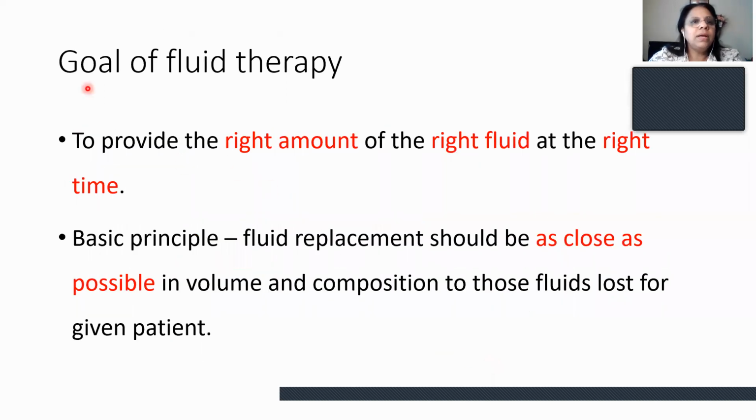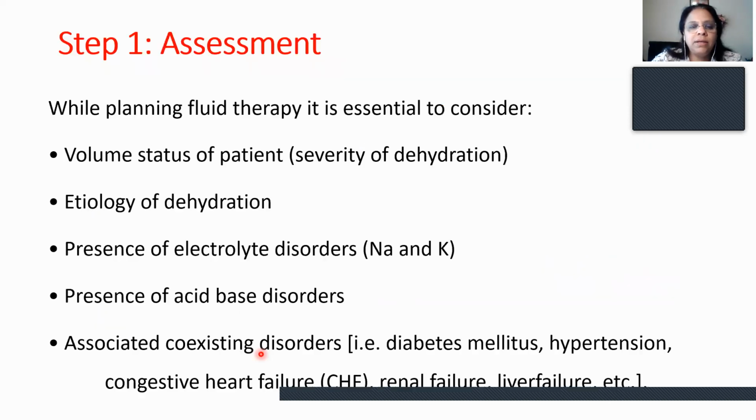Okay, right. So when you think about the goals of fluid therapy, that is to provide the right amount of the right fluid at the right time. That's the mainstay of this. The basic principle is that fluid replacement should be as close as possible in volume and composition to the fluids lost for that given patient. So if it is vomiting, that has to be a different fluid. If it is bleeding, that has to be a different fluid, and things like that. Okay. So these are the basic principles of thinking of fluid therapy.